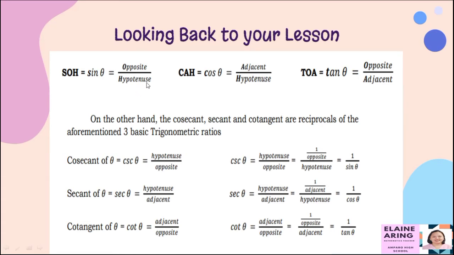Or ibig sabihin, pinagpalit yung numerator and denominator ng sine. Sa secant, ganun din. Sa cosine is adjacent over hypotenuse, sa secant naman is binaliktad. Same with cotangent. So, we can rewrite cosecant as 1 over sine theta, secant theta, pwede nating isulat as 1 over cosine theta, and cotangent, we have 1 over tangent theta.